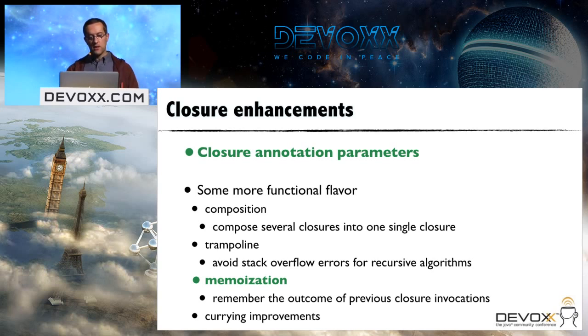composition, etc. Regarding the functional flavor, I'll just cover the memoization function and another enhancement, which is about the ability to use closures as annotation parameters. So let's start with that one.